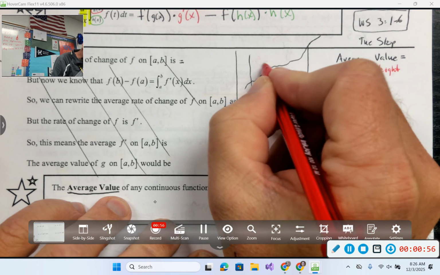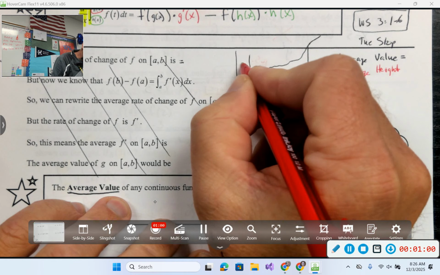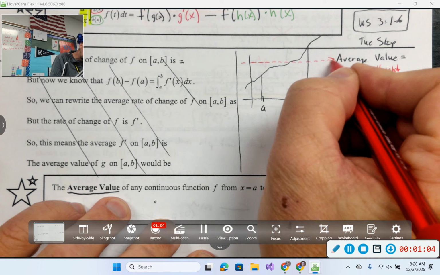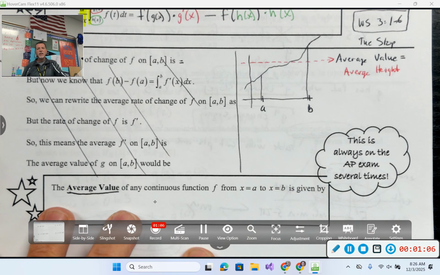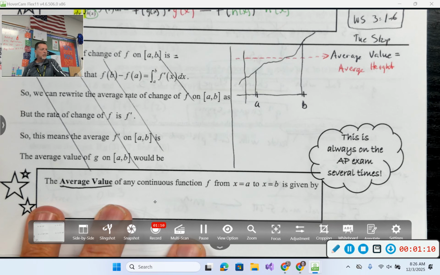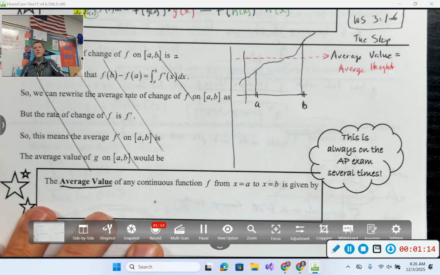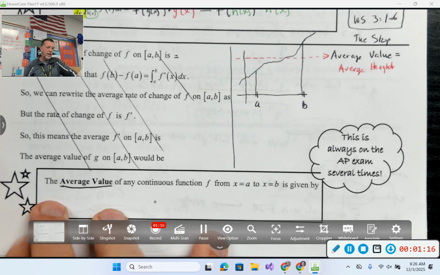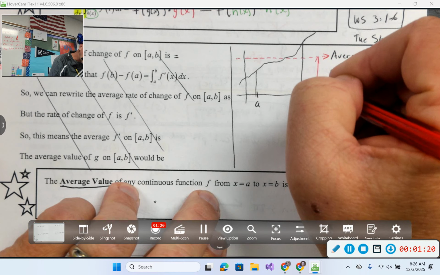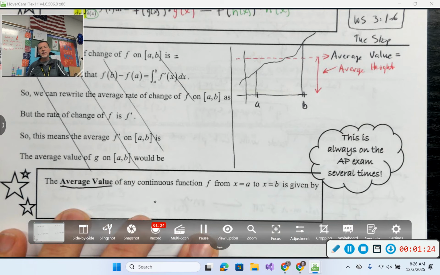So I'm kind of just eyeballing this. Somewhere between the max and the min is the average height of that function. This is my average height. However tall that is, that's my average height.